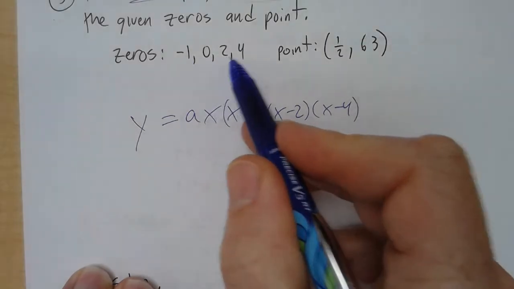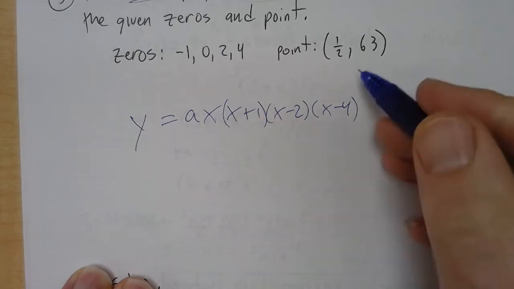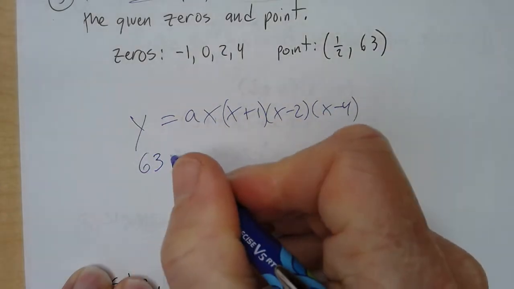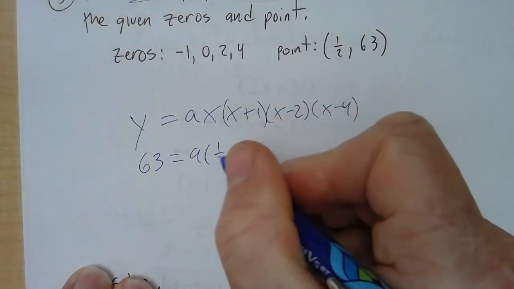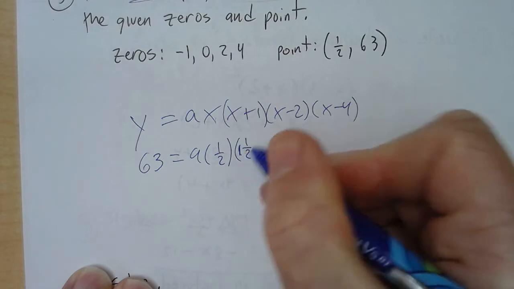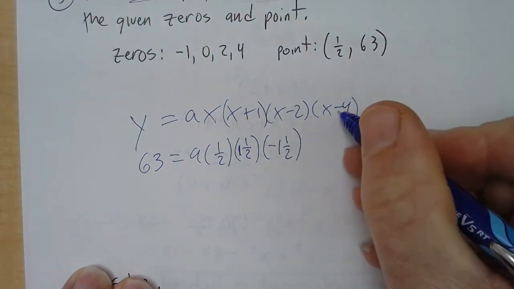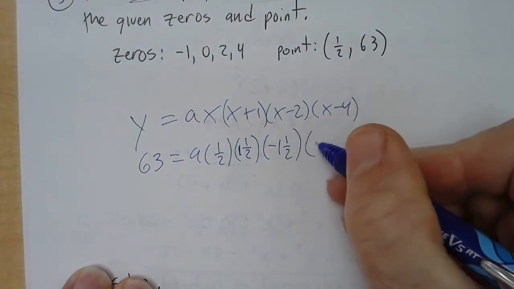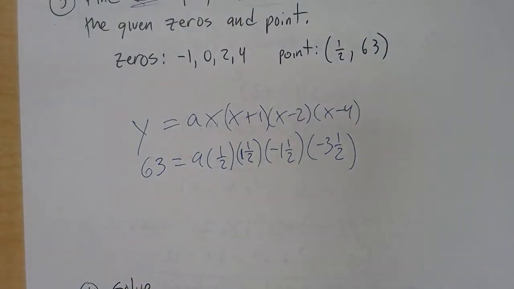So we have 1, 2, 3, 4, and then this would be the fifth point. 5 points make x to the fourth, which is what this is. So y is 63, and we're going to put in a half. So it's a times a half, and then put a half here, so it'll be 1.5. Put a 1 there, so it'll be negative 1.5. And then put a half there, so it'd be negative 3.5. So we multiply all that together.